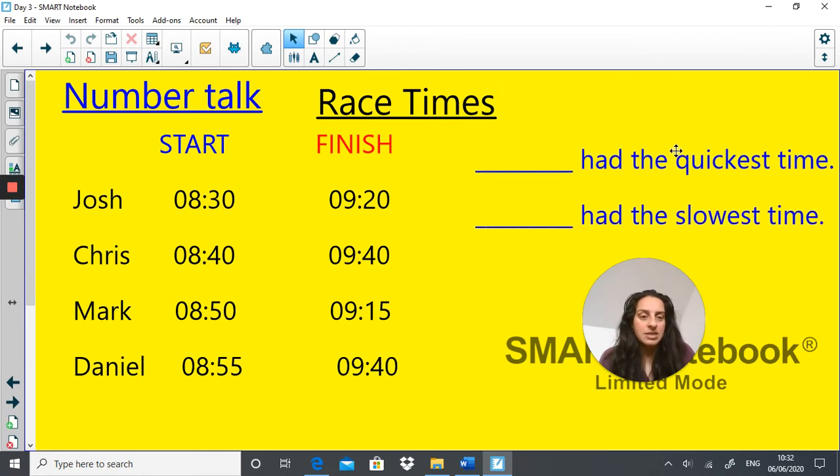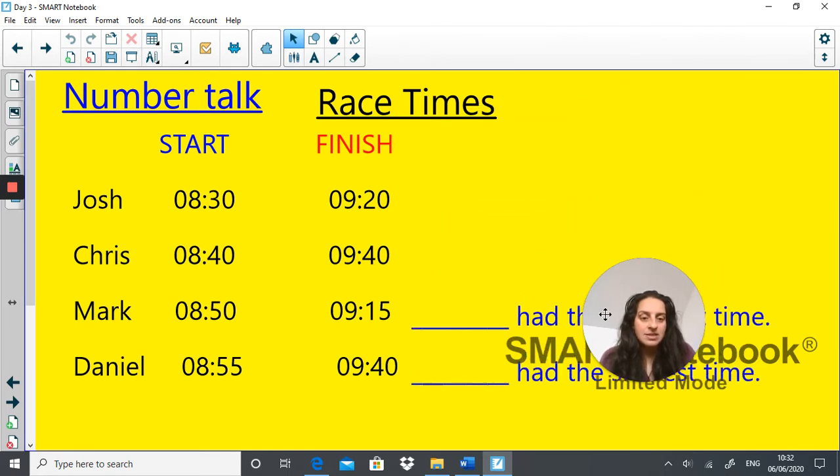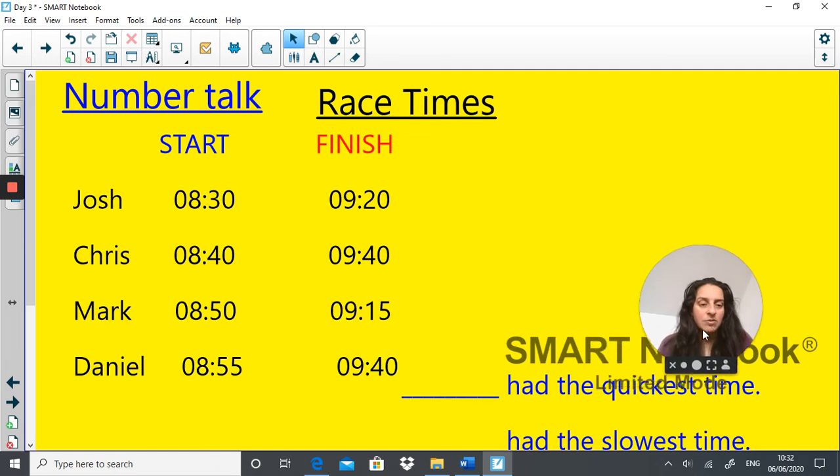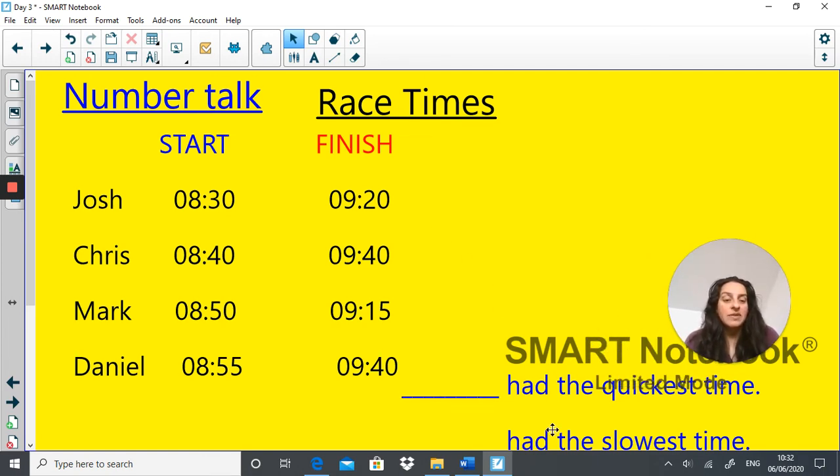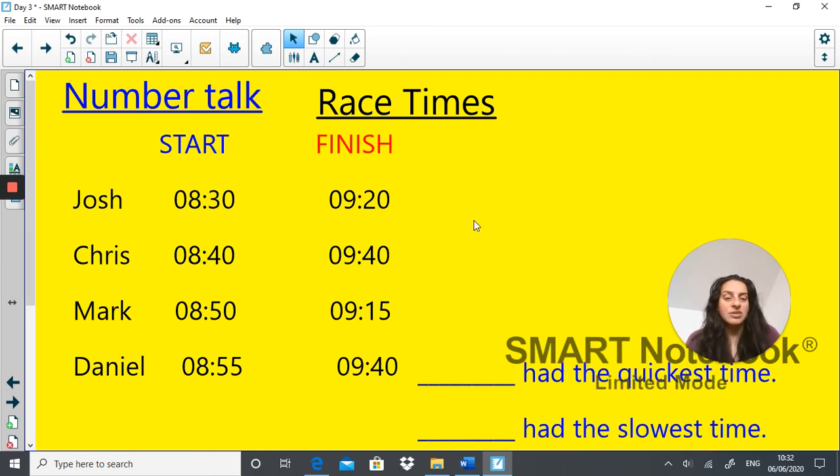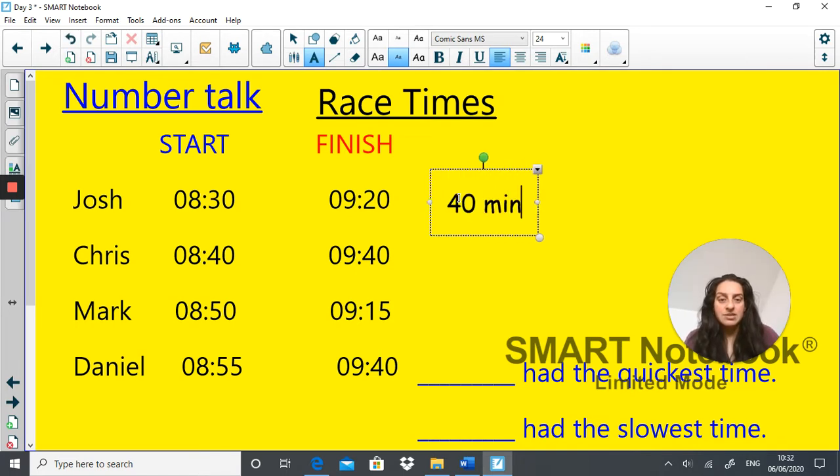Right, so before we do this, let me move this down here. I'm going to move myself aside. So in order to work this out, I'm hoping you would have worked out that you would have had to work out the elapsed time from the start and the finish to work out how long it took them. So Josh started at 8:30 and finished at 9:40. So that means that it took Josh 40 minutes to complete the race. Chris started at 8:40 and finished at 9:40, which means it took him an hour. Let's stick to minutes. An hour is the same as 60 minutes.